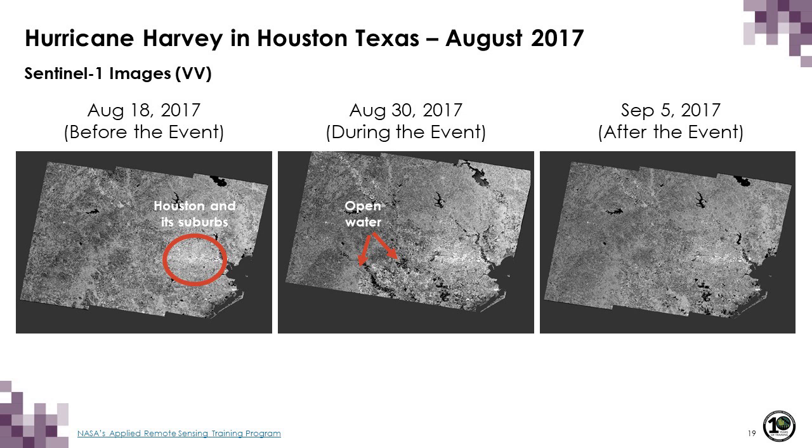and those areas appear dark. Note some of the water bodies present in the middle image, which I have noted with red arrows, are not present in the far left or far right images. Also note the disappearance of some of these water bodies a couple of days after the event, on September 5th.